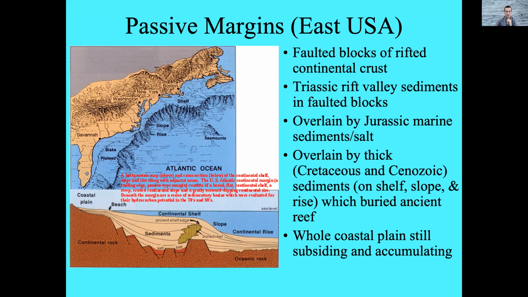And then after that, in the marine sediments from the Jurassic, you get sediments and salt deposits as these ocean basins periodically dried out. Above those Jurassic marine sediments and salt intrusions, we have very thick continental and shelf sediments from the Cretaceous and Cenozoic, and these buried these salt deposits. And also we have examples of buried reef, where reef was growing up along the coast as this plate subsided. Eventually it could not keep up with the subsidence and was buried with sediments.